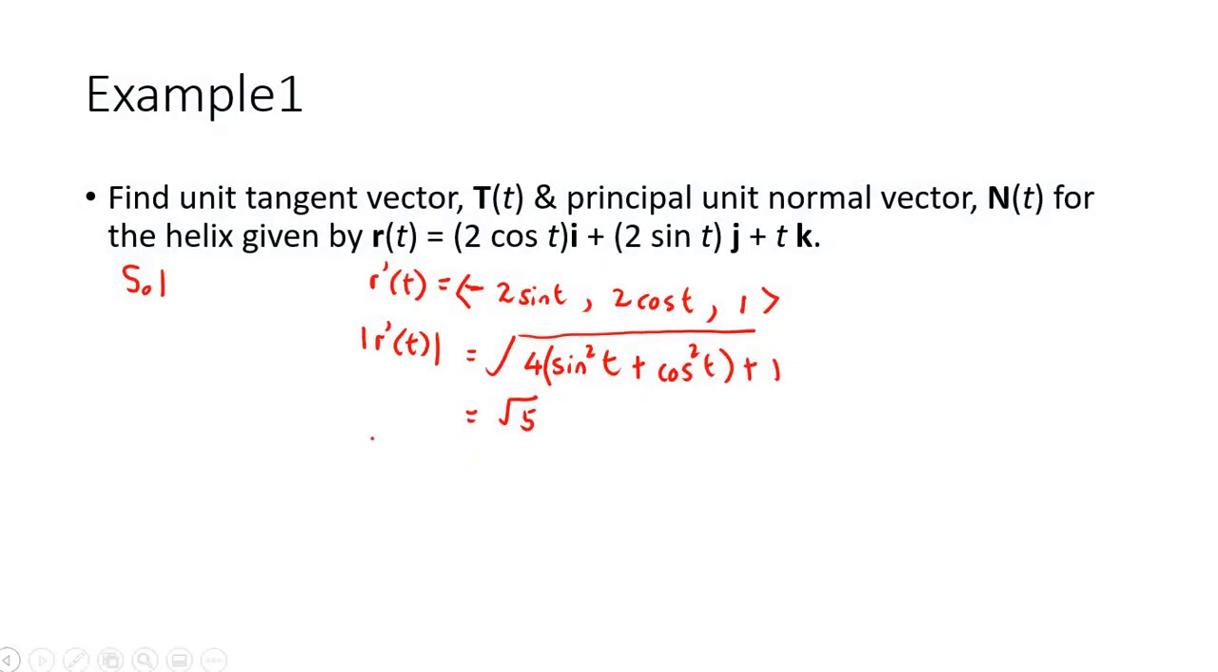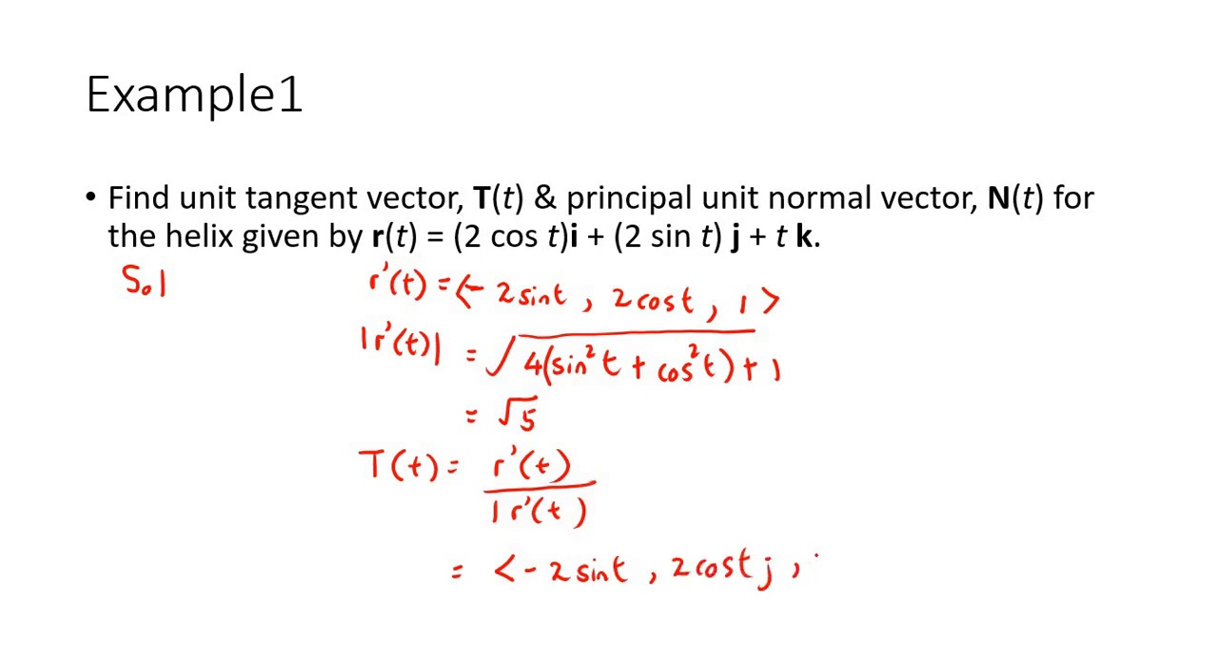Now your unit tangent vector T(t) is given by r'(t) divided by the magnitude of r'(t): negative 2 sin t i plus 2 cos t j plus 1 k, divided by the magnitude of r'(t), which is the square root of 5. So it obtains the unit tangent vector.